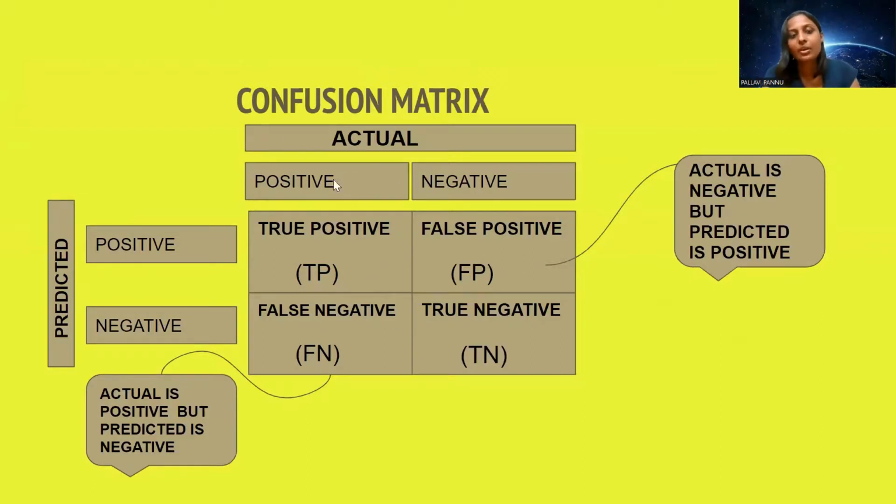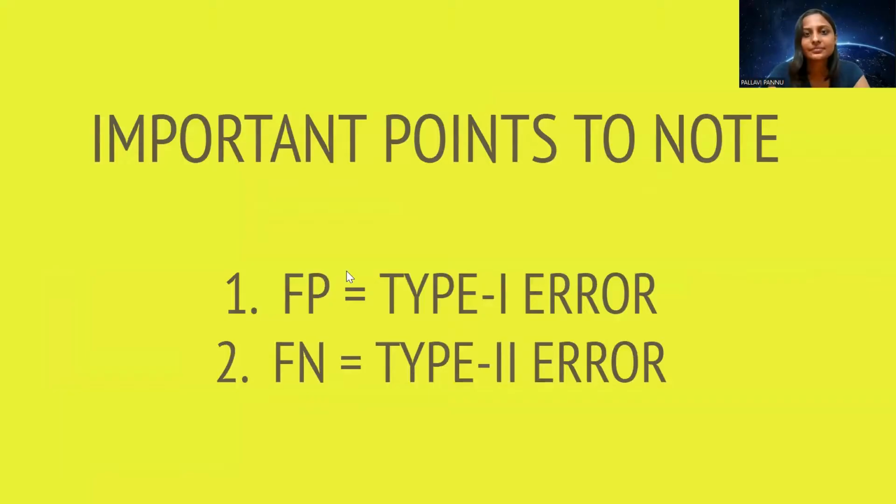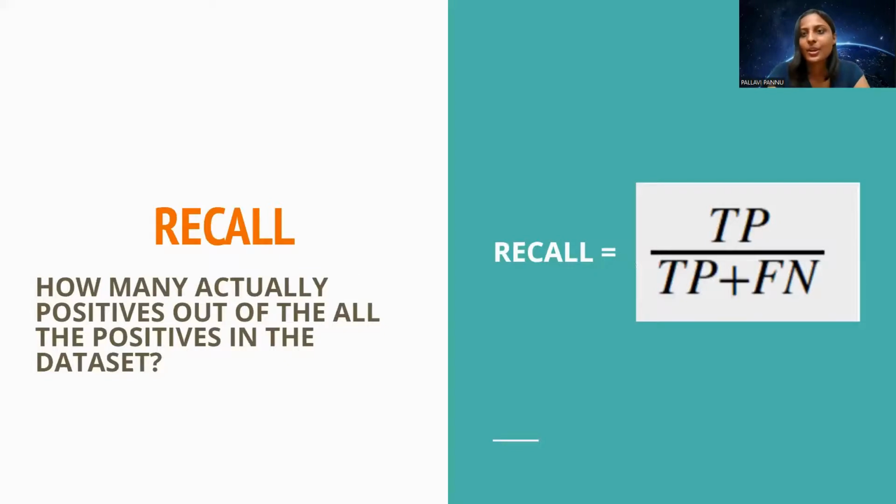Which is, out of all the actual positives, how many are actually positive. So this was about recall. Now you can easily tell that when recall is high, approaching 1, it will have low false negatives. So it is focusing on type 2 error, but it is not taking care of false positives, which is your type 1 error, right?